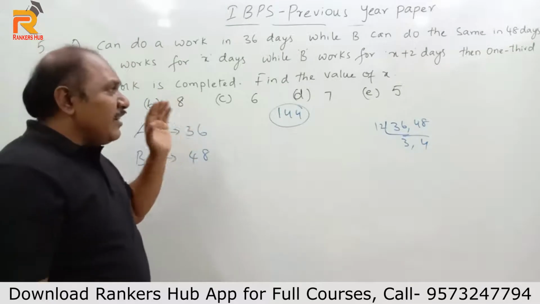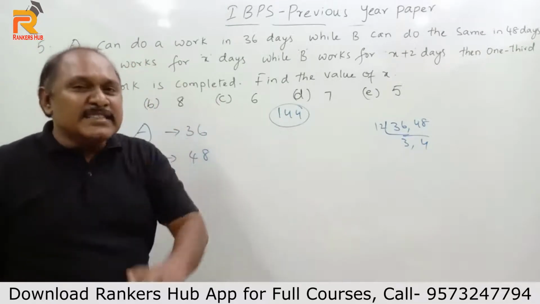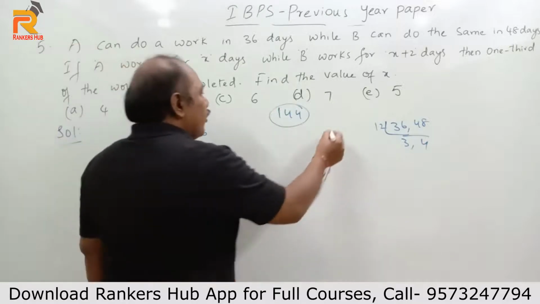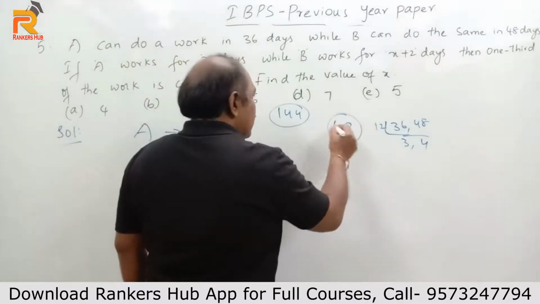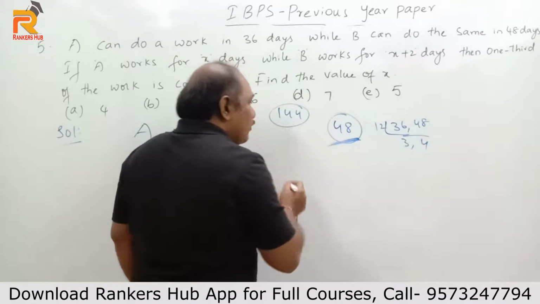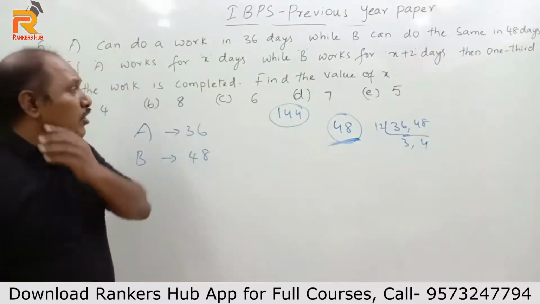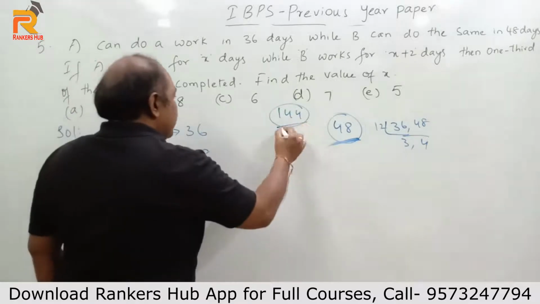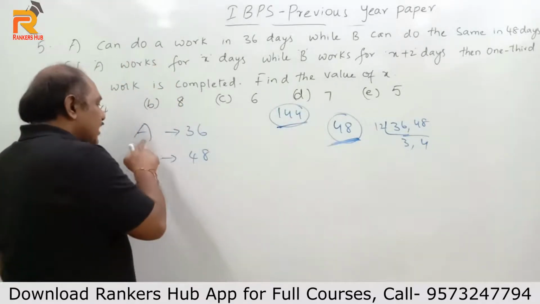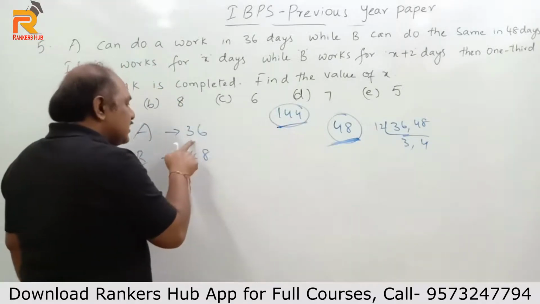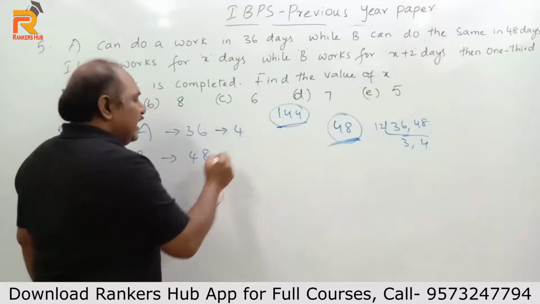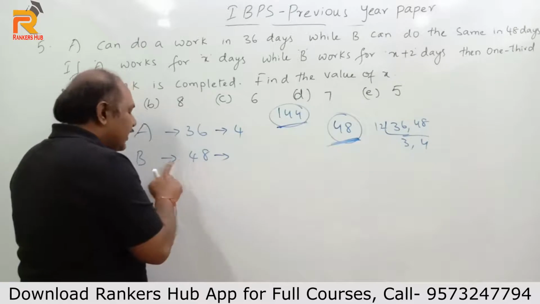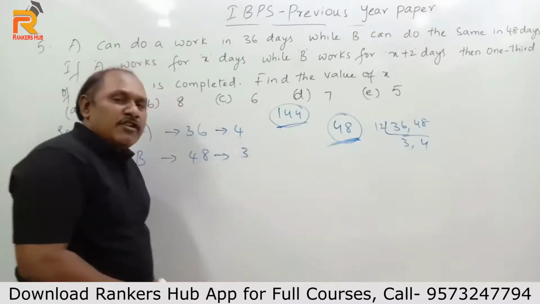144. So here he is saying only 1/3 of the work is completed. So what is 1/3 of 144? 1/3 of 144 is nothing but 48. So our question is 48 works are completed. So what is the value of x? So if the total work is to eat 144 chocolates, A will eat 144 chocolates in 36 days. So A will be eating 4 chocolates per day. B will eat 144 chocolates in 48 days. So B will be eating 3 chocolates per day.